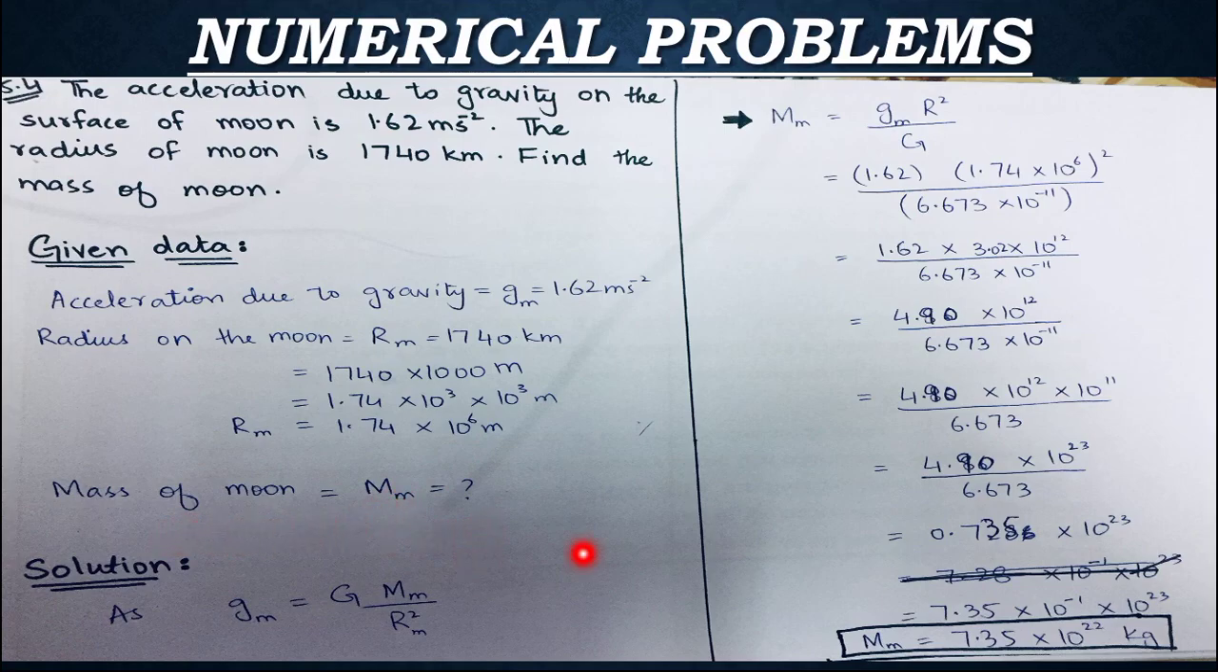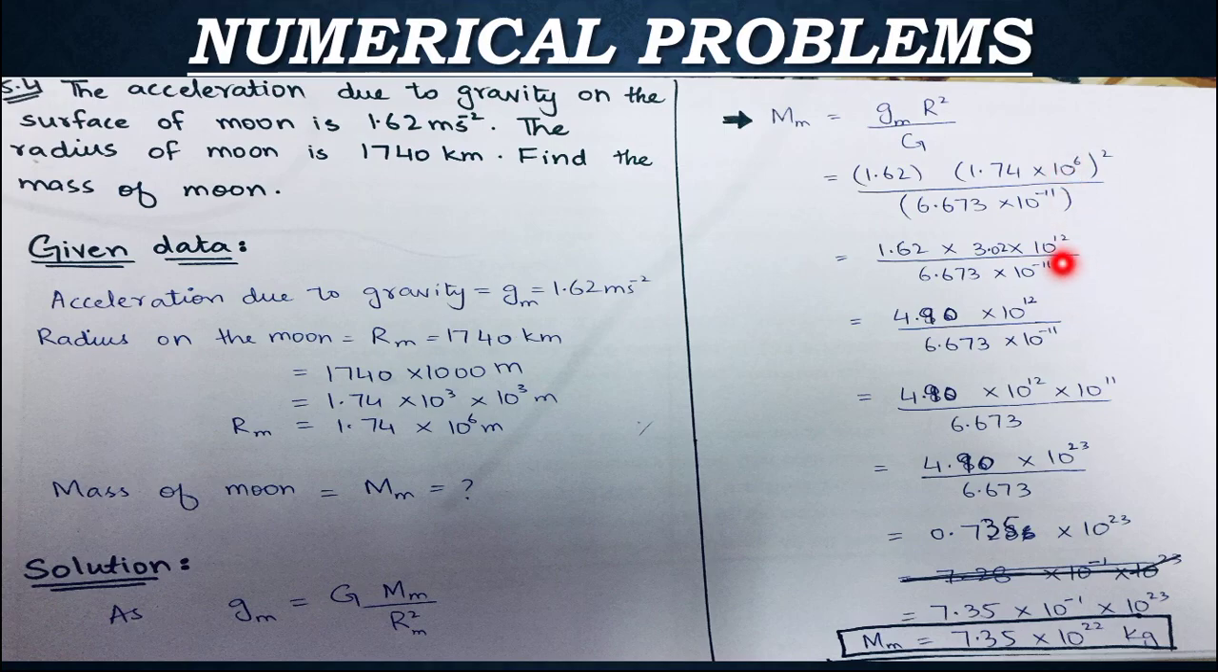Now, in mass of the earth, we discussed the formula as g is equal to capital GM divided by r square. So if I want to find out the mass of the moon, I'll just move the radius r square and G, the universal constant of gravitation, so it will be M is equal to g r square divided by capital G. By putting the values from the given data, you can simply write the equation like this.